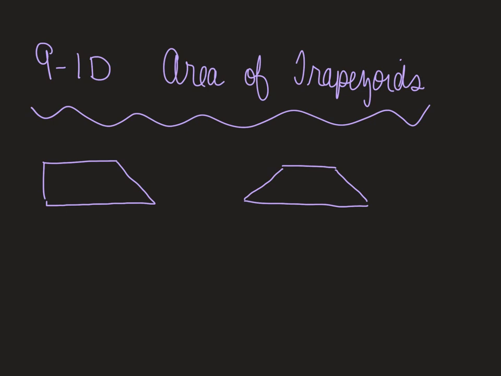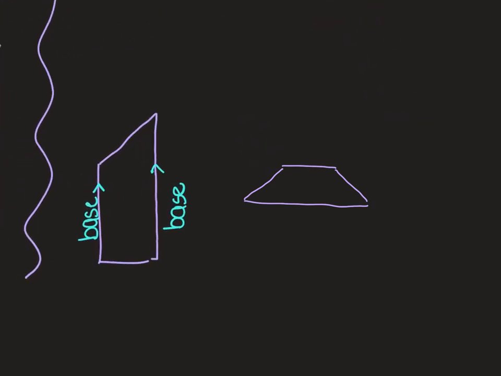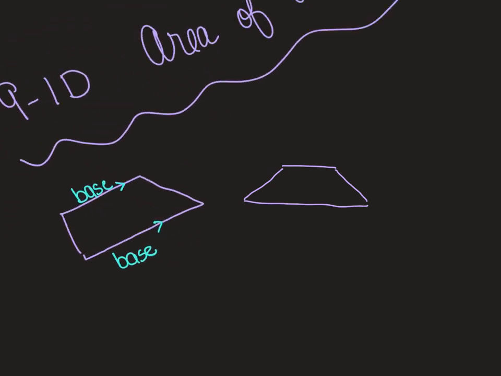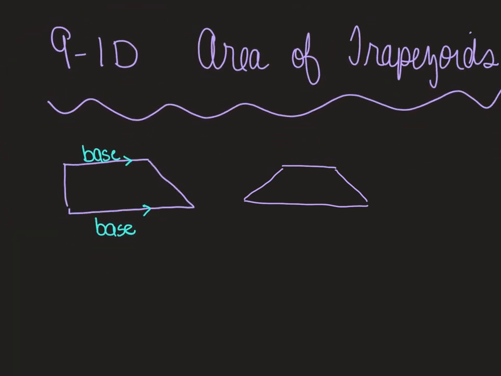So in trapezoids, we have two bases. We have a base on the bottom and a base on the top. Or I could twist this guy and have a base on the left and the right, but the point is the two sides that are parallel, that will never run into each other, are what we're going to call the bases. So right here, it would be a base up here and a base down here.